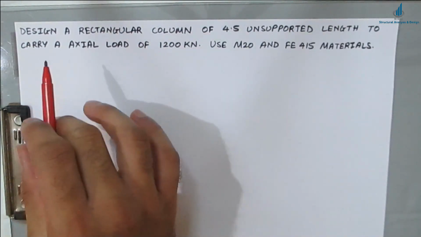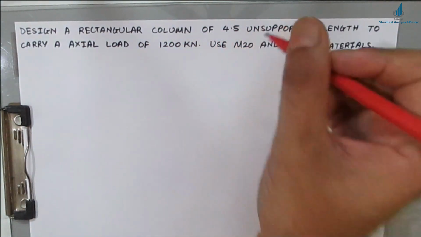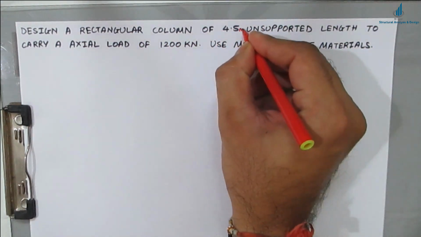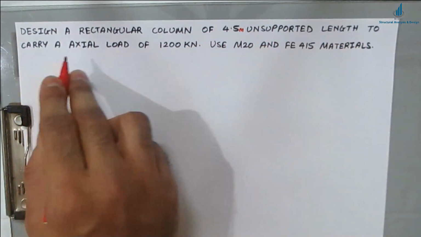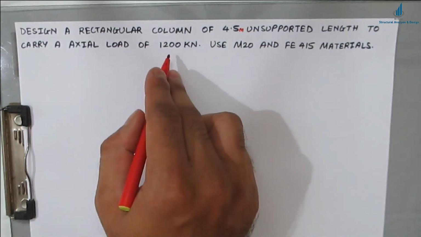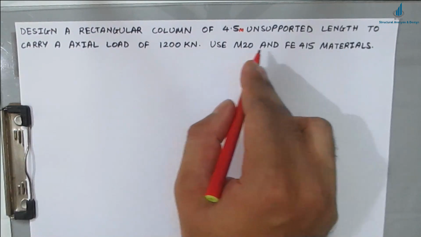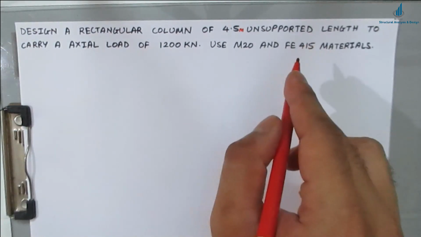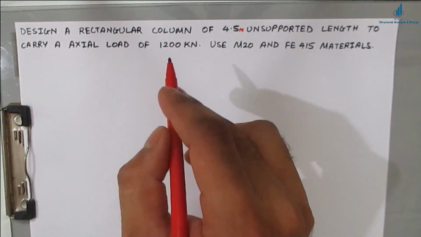So today's problem is: design a rectangular column of 4.5 meter unsupported length to carry an axial load of 1200 kilonewton, and the materials they have given are M20 and Fe415 grade of steel. So with this data you have to proceed with the design of the rectangular column.